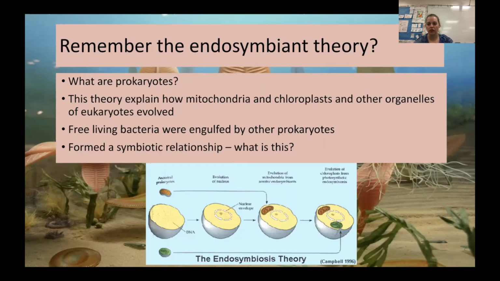We mentioned the endosymbiont theory, or the endosymbiotic theory, a little bit before. Remember, endo means inside, sym means together, and bio means life. So we have living things taking something in and working together with it. So prokaryotes had no nucleus, no other organelles either, just very simple cells, DNA in the cytoplasm, some ribosomes, cell membrane, cell walls, and that's about it.